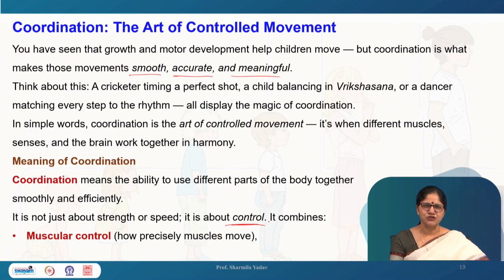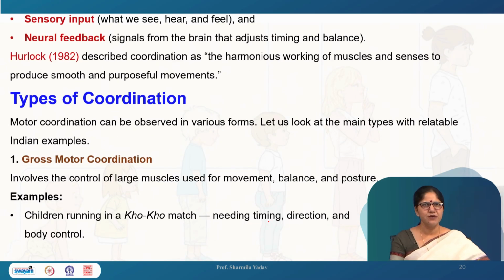It combines muscular control, how precisely muscles move, sensory input, what we see, hear and feel, and neural feedback, signals from the brain that adjust timing and balance. Herlock in 1982 described coordination as, I quote, the harmonious working of muscles and senses to produce smooth and purposeful movements. Now let's see what are the types of coordination.